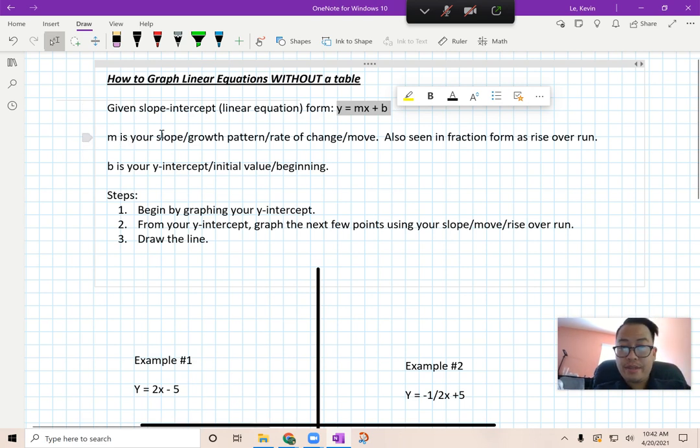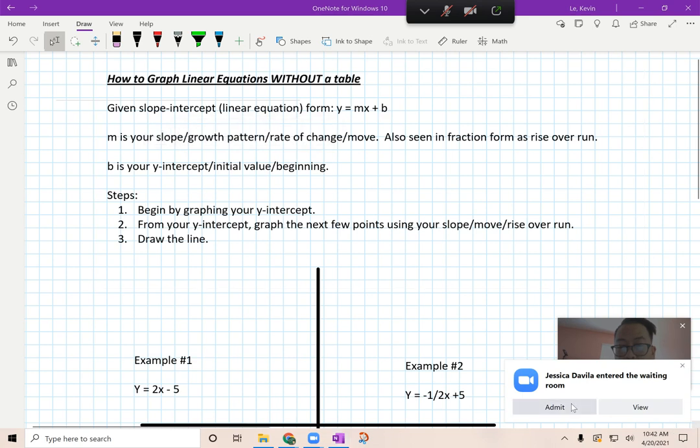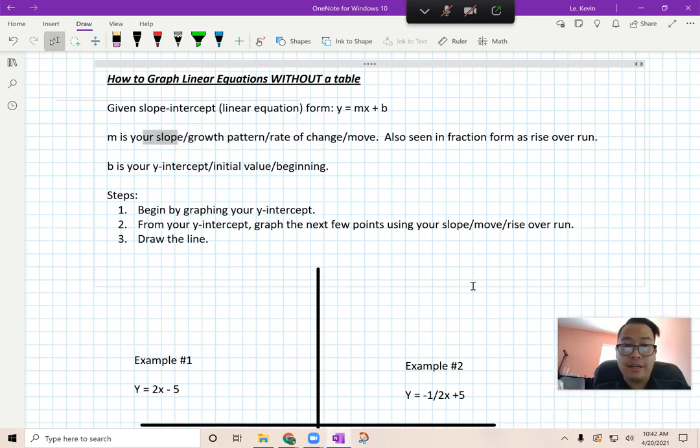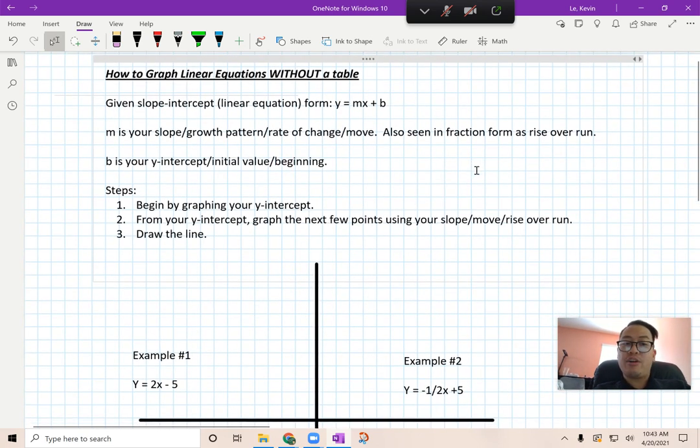So m is always going to be our slope or growth number for our linear equation. It's also known as our growth pattern, our rate of change, and how it moves. It's also seen in fraction form as rise over run. And then b is our y-intercept, our initial value, and beginning.